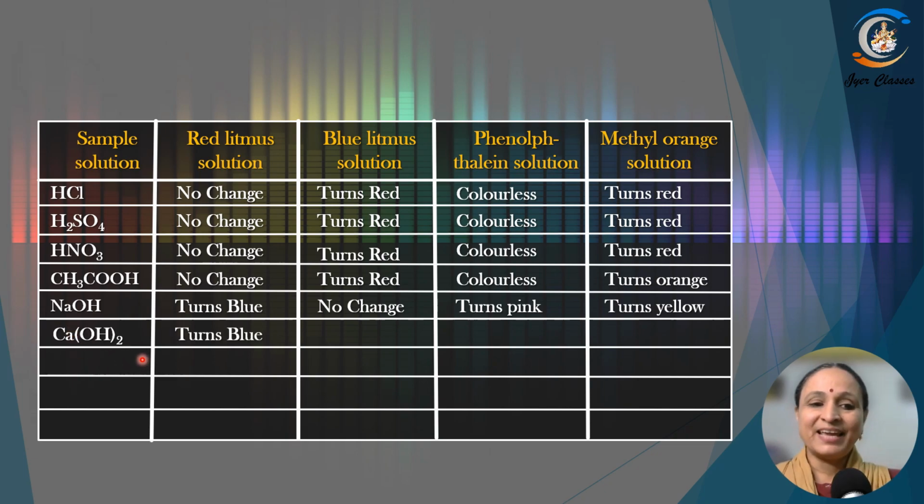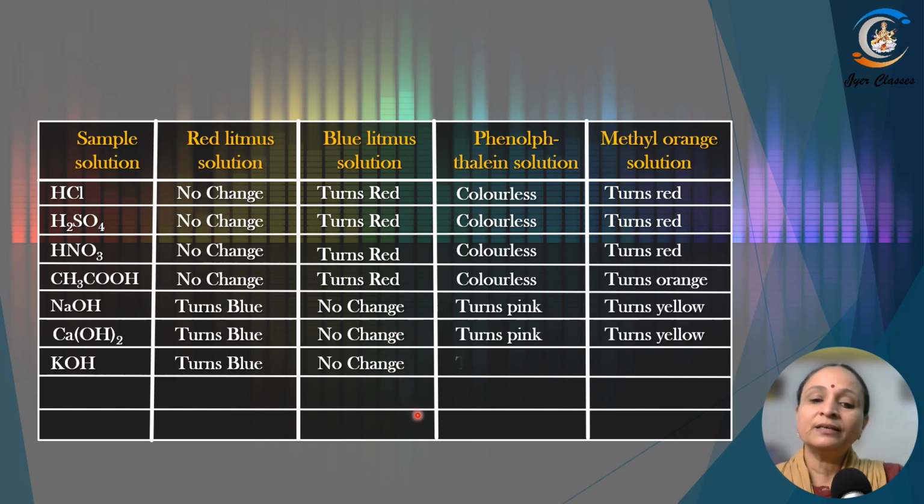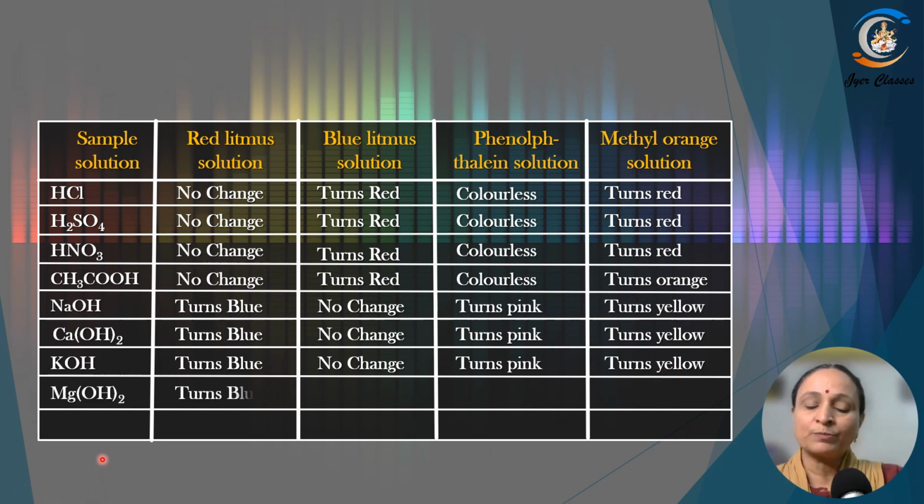Lime water, Ca(OH)2, what happens? It turns blue in red litmus solution. Blue litmus solution, no change. Phenolphthalein will turn pink and methyl orange will turn yellow. Now KOH, a very strong base. In red litmus solution, it will turn blue. Blue litmus solution will have no change. Phenolphthalein will change into a lovely pink and methyl orange will turn yellow. Why? Because it is a base.